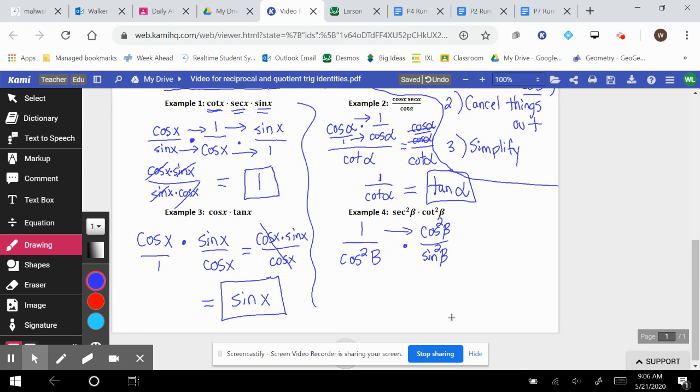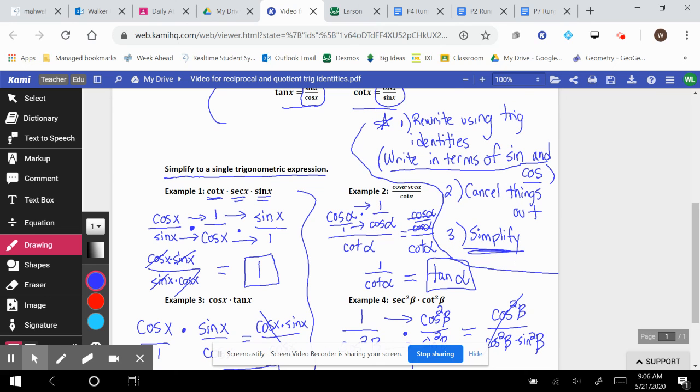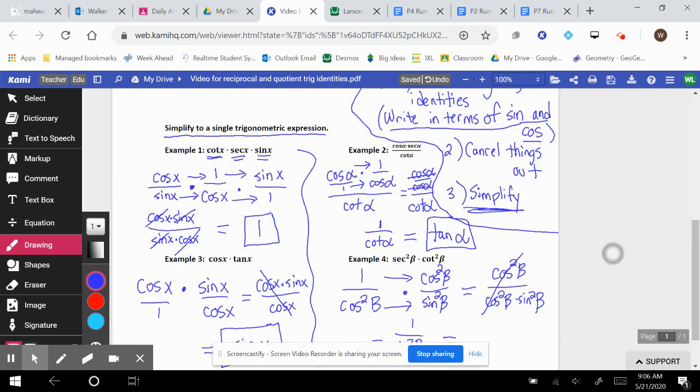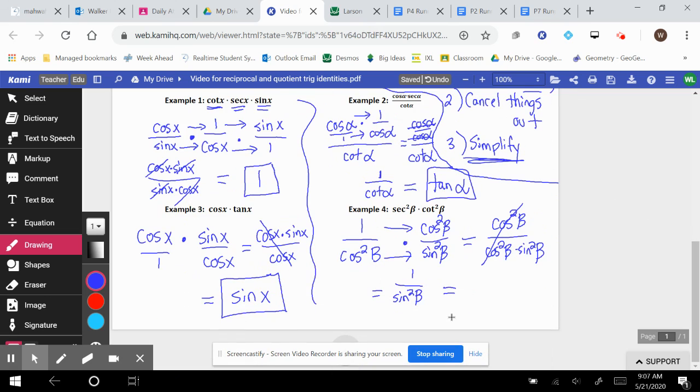Okay, now multiply across the top, across the bottom. I get cosine squared of beta divided by cos squared beta times sine squared beta. Those cosine squareds will cancel. So I have just 1 on top, and I have sine squared on bottom. Okay, and now this is like the step 3 simplify. 1 over sine squared, well, 1 over sine is cosecant. So that is equal to cosecant squared beta.